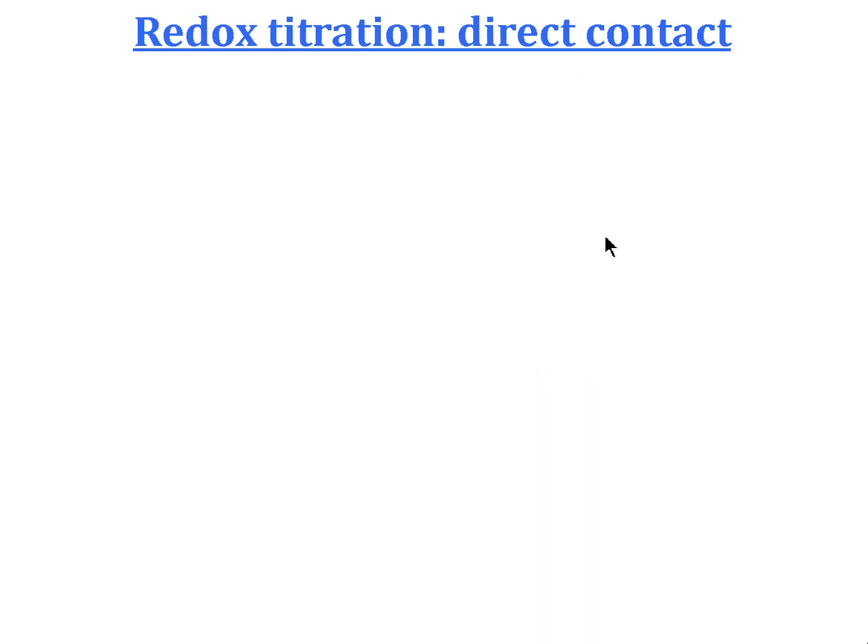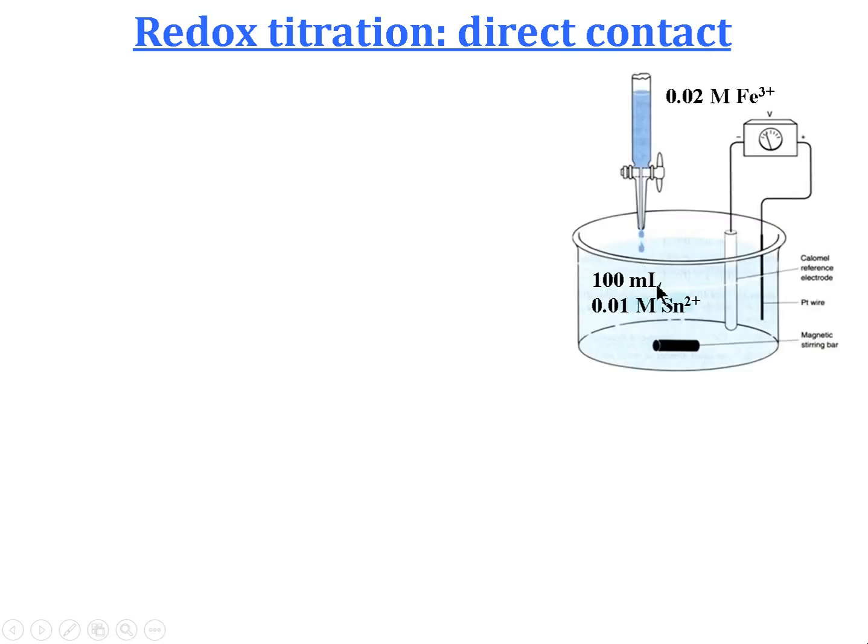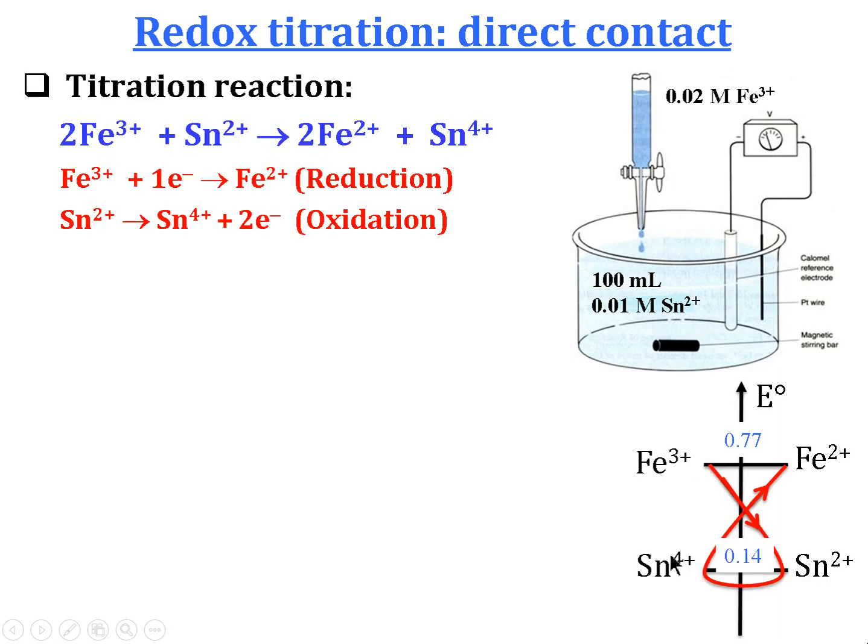Consider the redox titration example. The titration of 100 milliliters of Sn2+ concentration 0.01 molar by a solution of Fe3+ 0.02 molar. First of all, we have to know what is the reaction taking place. So we have to put the potentials in increasing order of E and then apply the gamma rule.